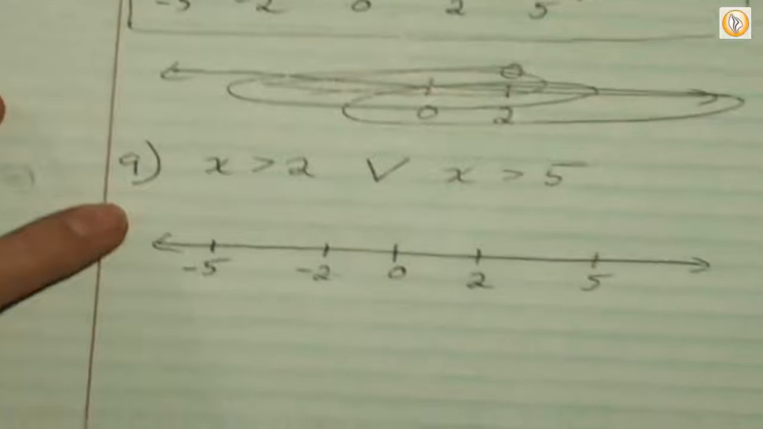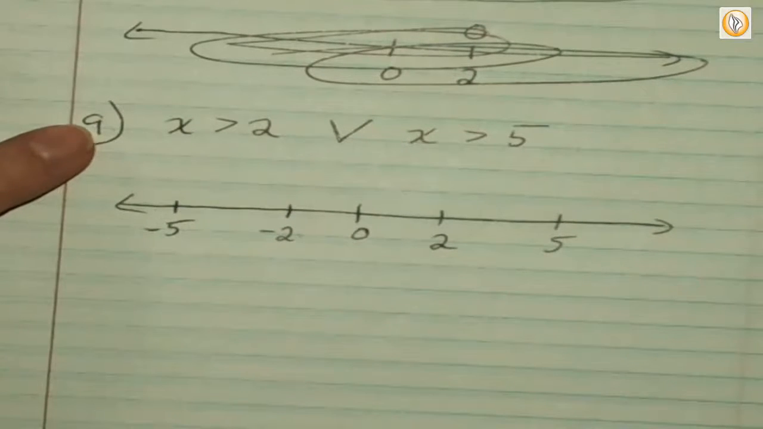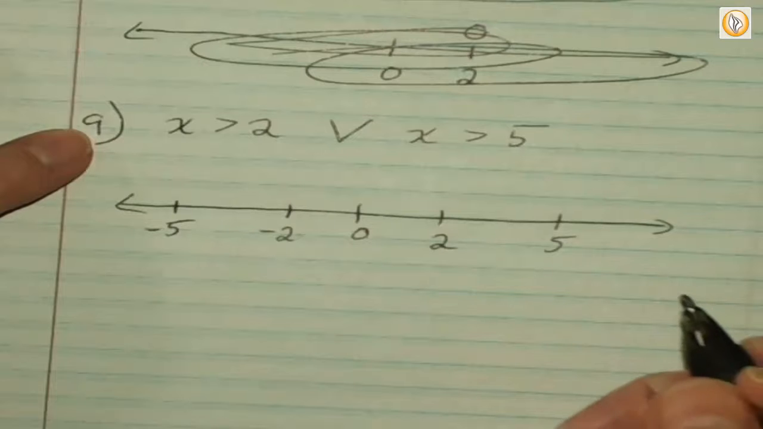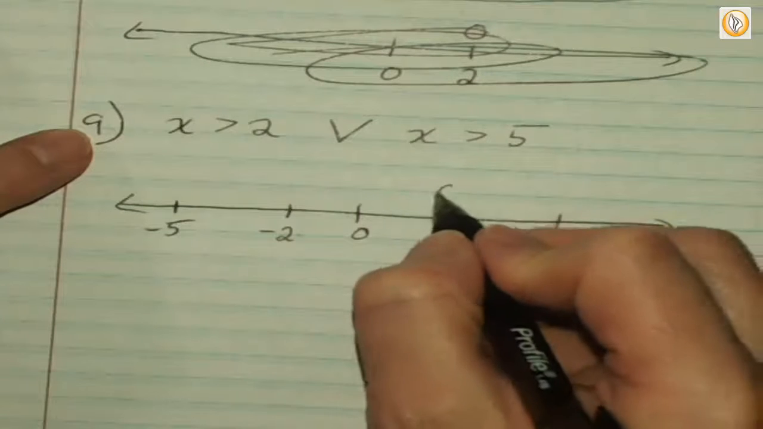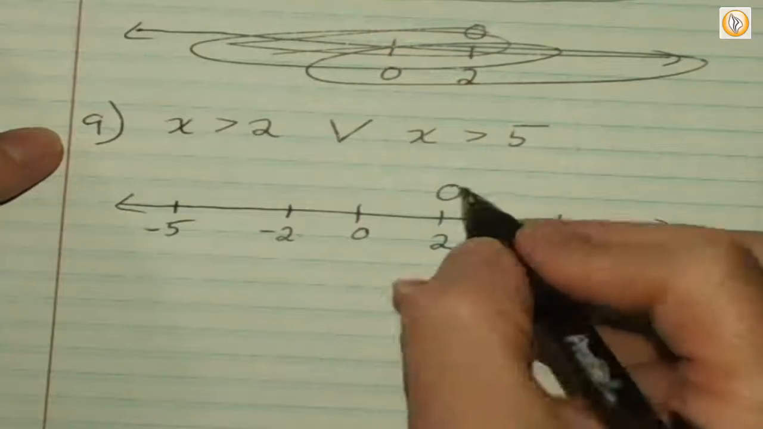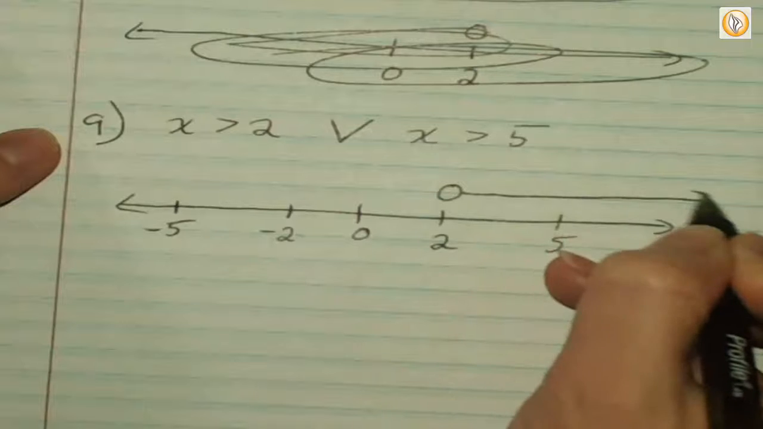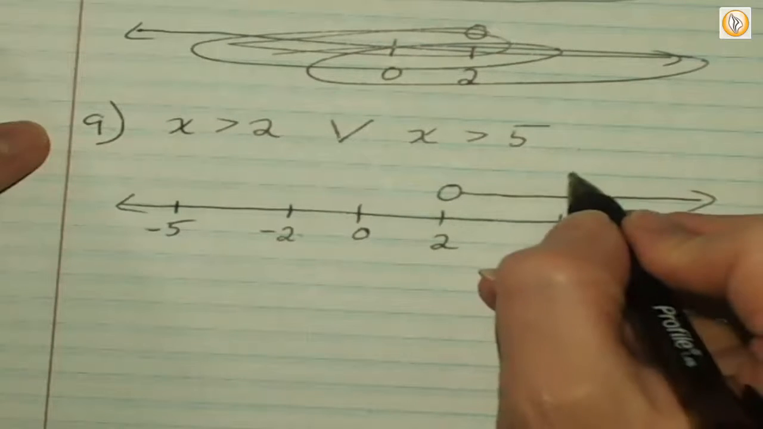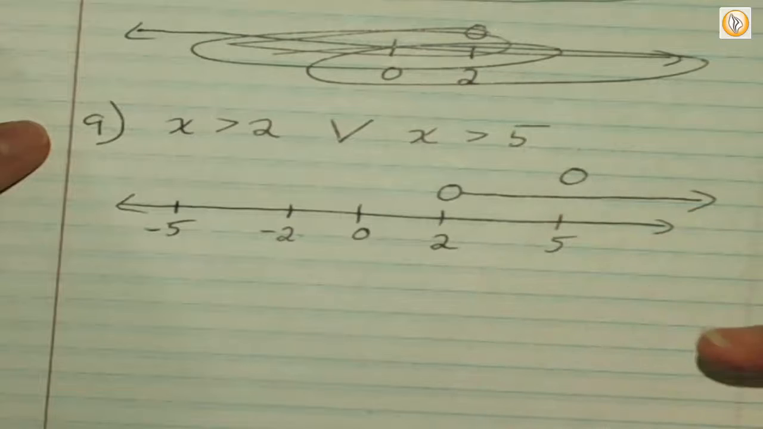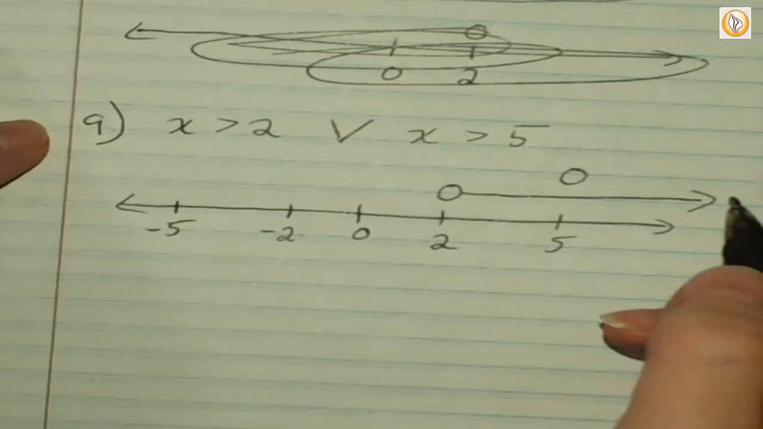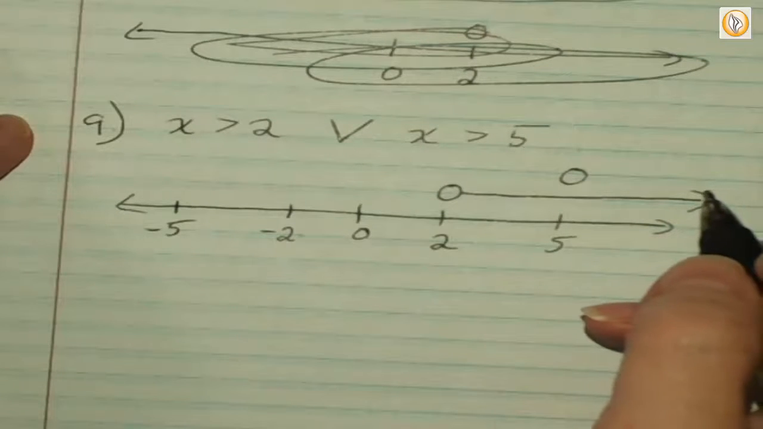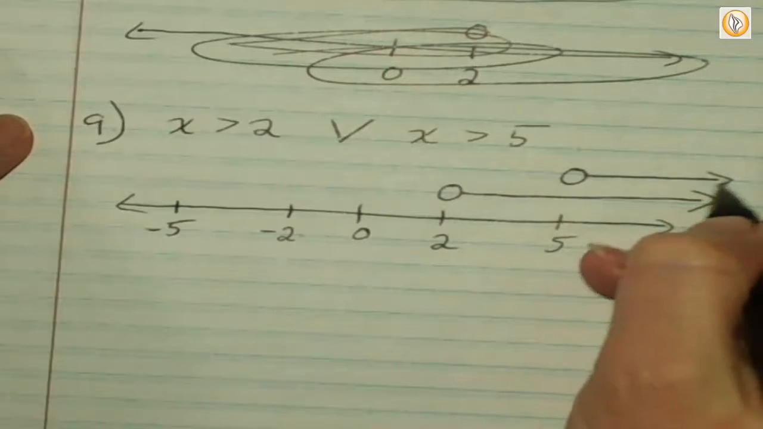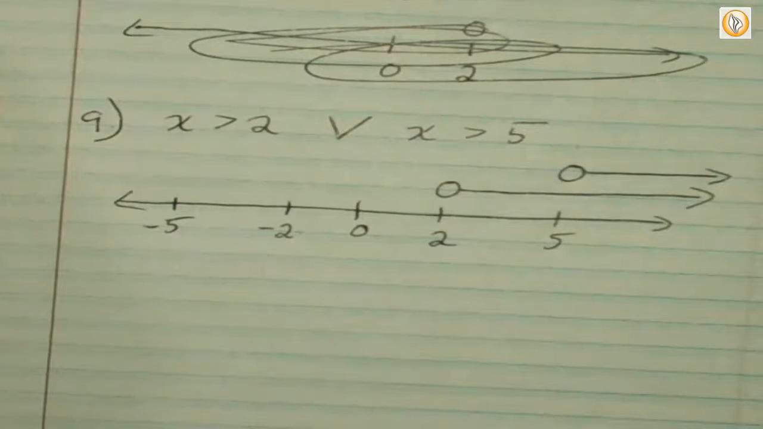Okay, so the first one, is it open or closed circle? Open. And where do I put it? Over 2. In which direction do I go? Right, because it's more than 2. There you go. And the second one's open circle over 5. And where do I put it? Right. That's right. Okay, so technically, that's the perfect answer.